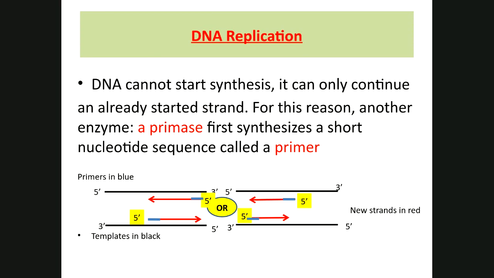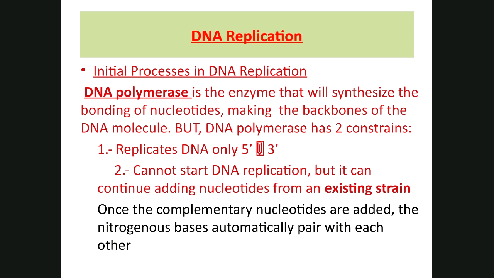Also notice that the replication begins with this little blue line right here, indicating that that is not made by DNA polymerase. That little blue line is a short piece of RNA made by an enzyme called a primase. Remember that one of the characteristics of DNA polymerase is that it cannot start DNA replication from scratch. It can only add to an existing, already replicated piece.